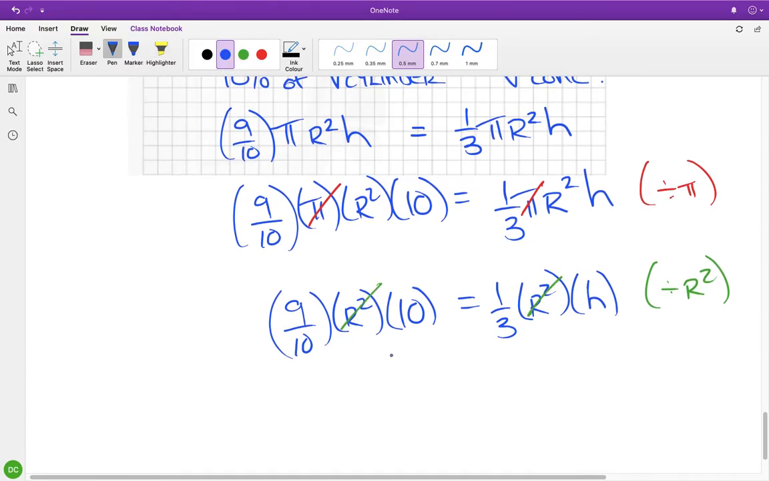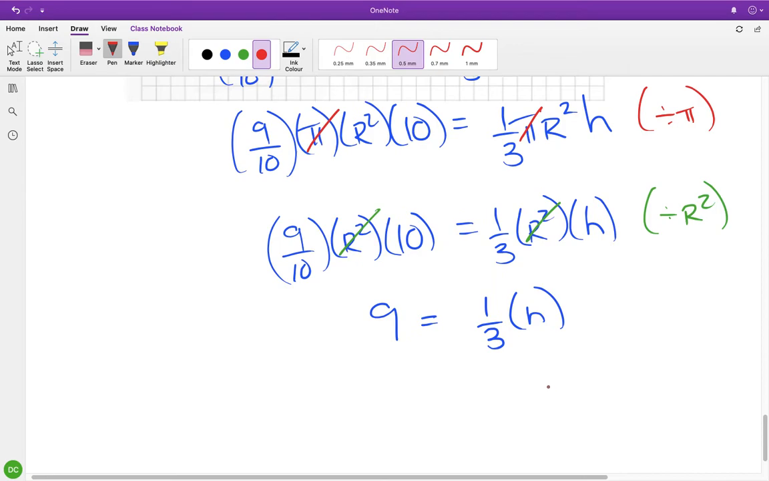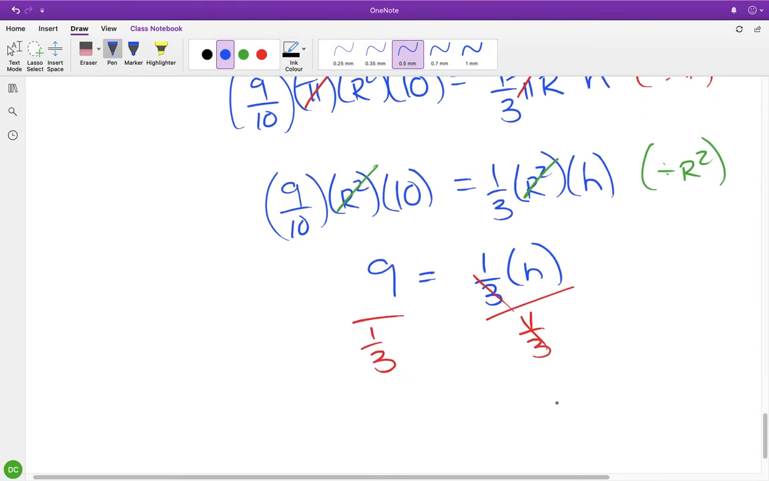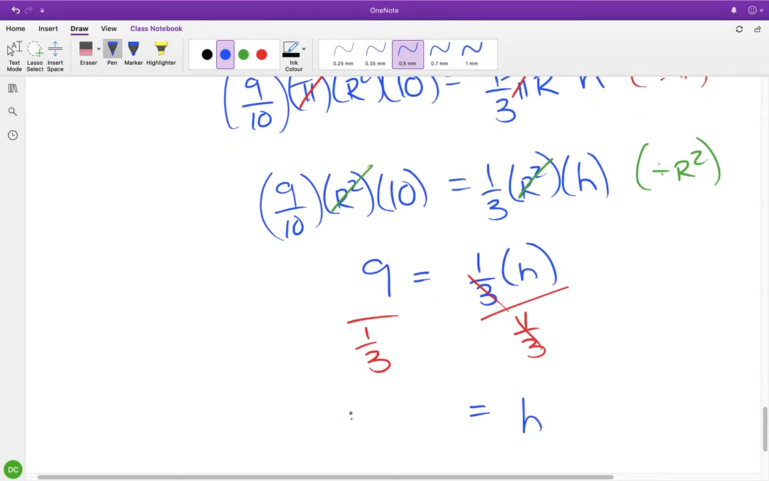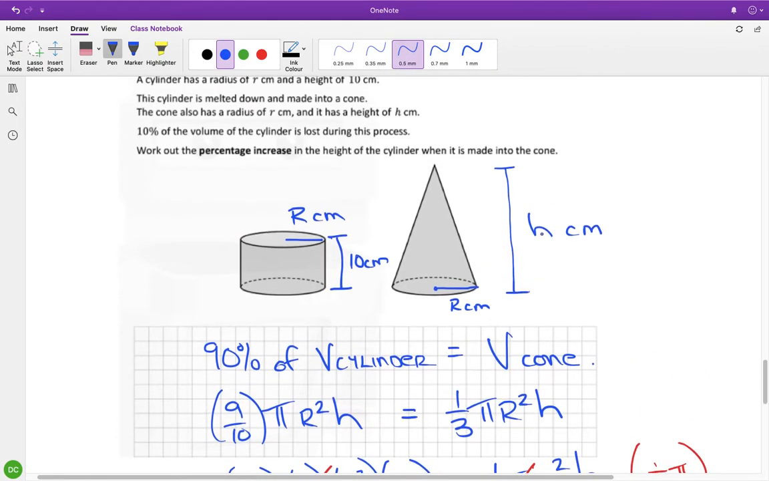That's handy. So 9/10 times 10 is 9. And then on this side I have 1/3 h. I want the h, so I will divide by the third because that will cancel it out. Do that on both sides. So h is 27 centimeters. So that means this height here is 27 centimeters.